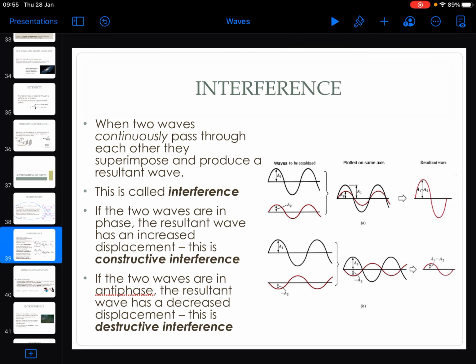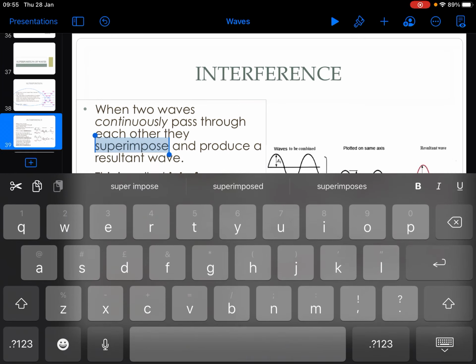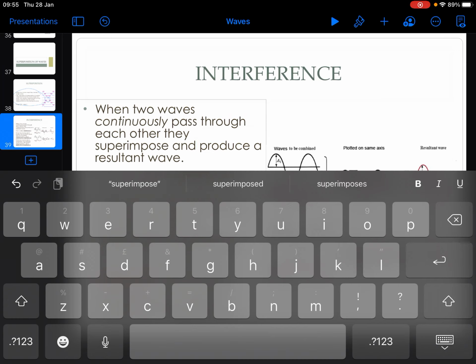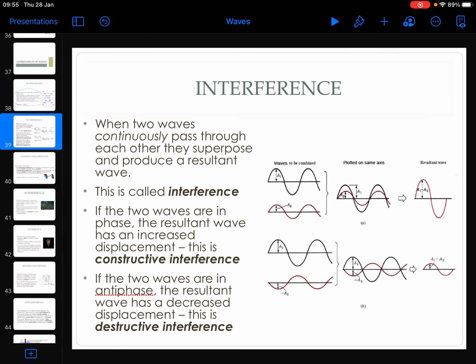Okay, when two waves continuously pass through each other, they superpose and produce a resultant wave. This is called interference. If the two waves are in phase, the resultant wave has an increased displacement. This is constructive interference. If the two waves are in antiphase, the resultant wave has a decreased displacement.